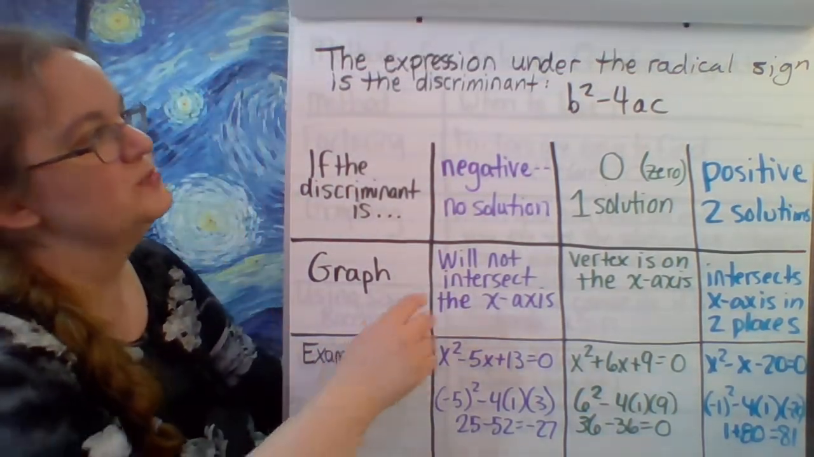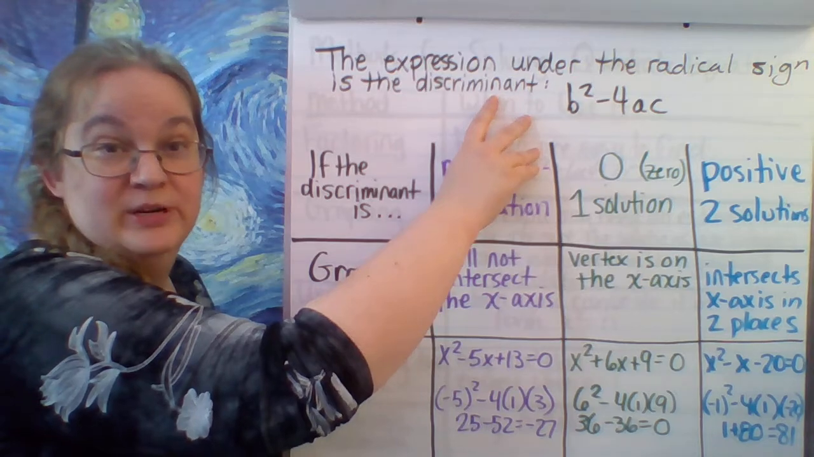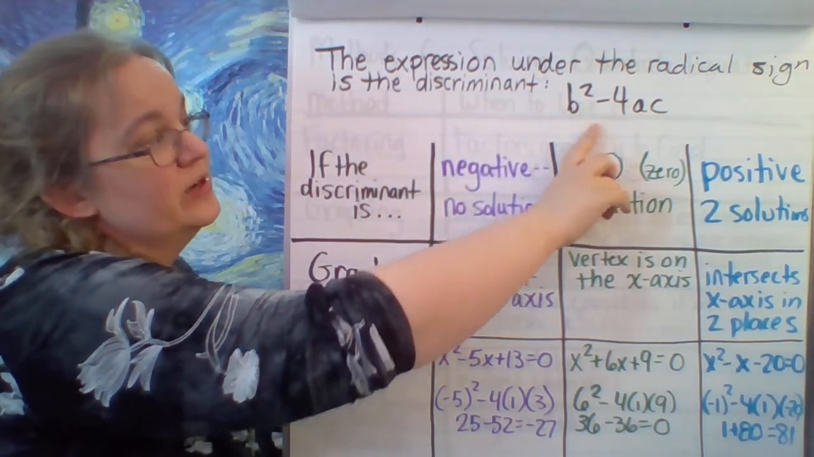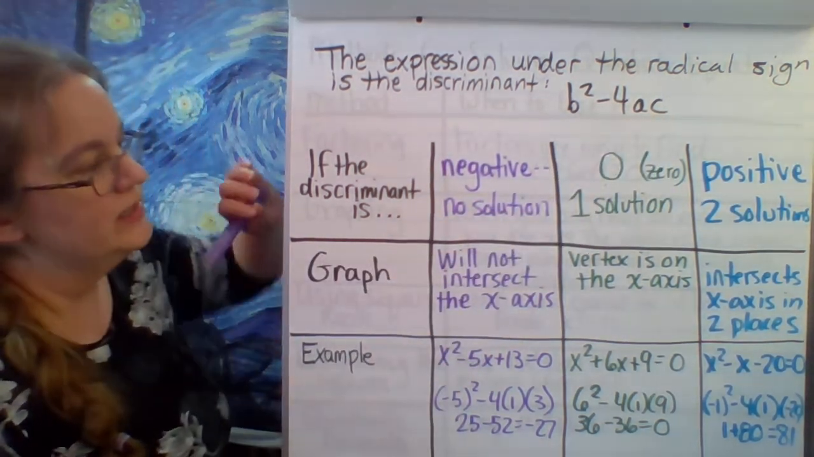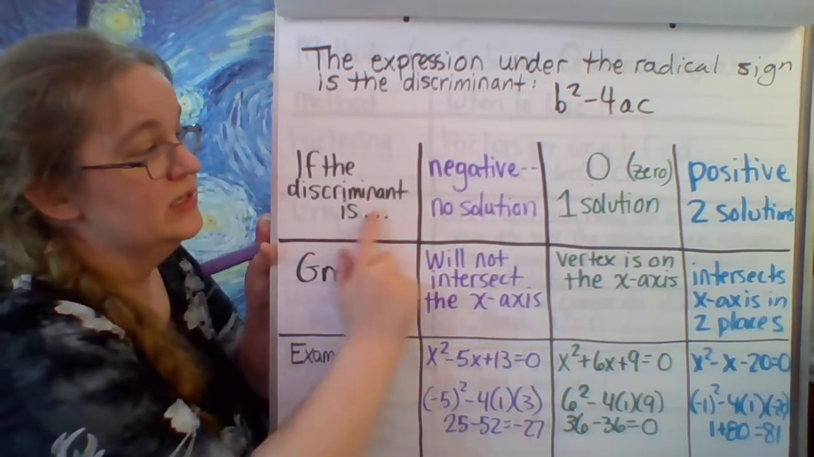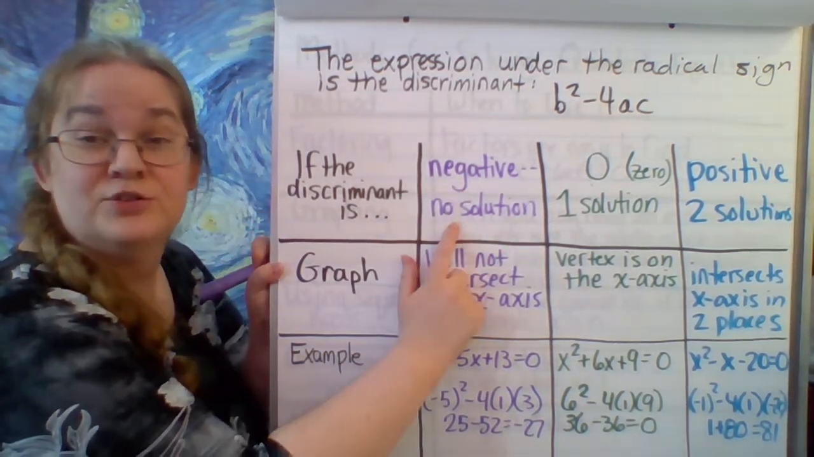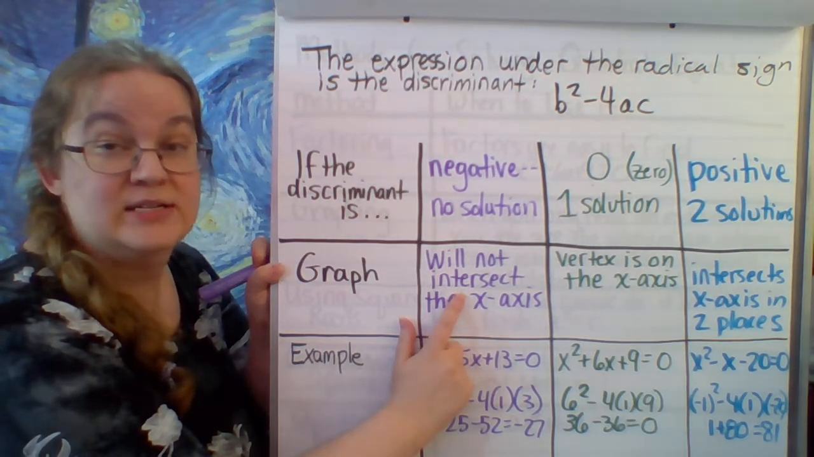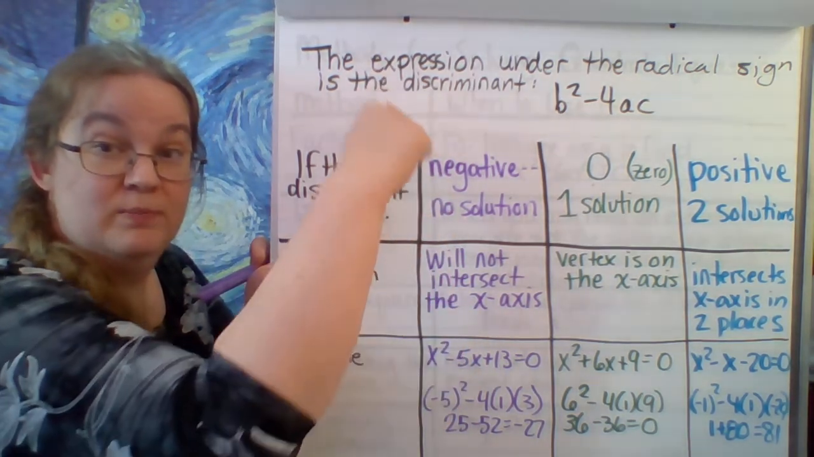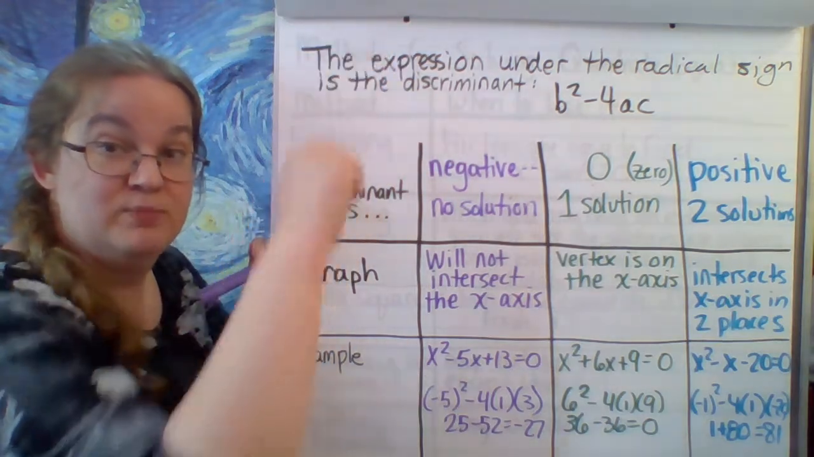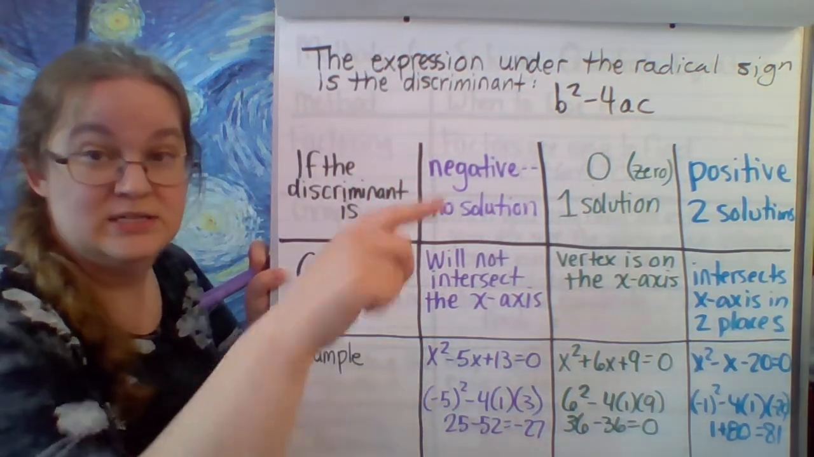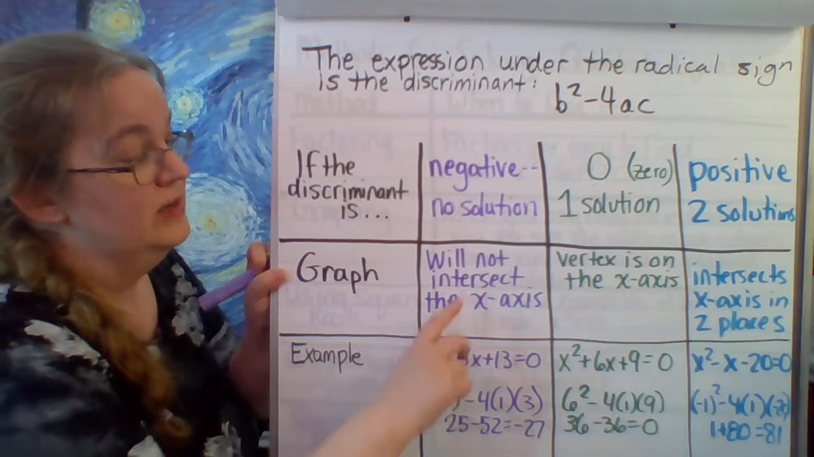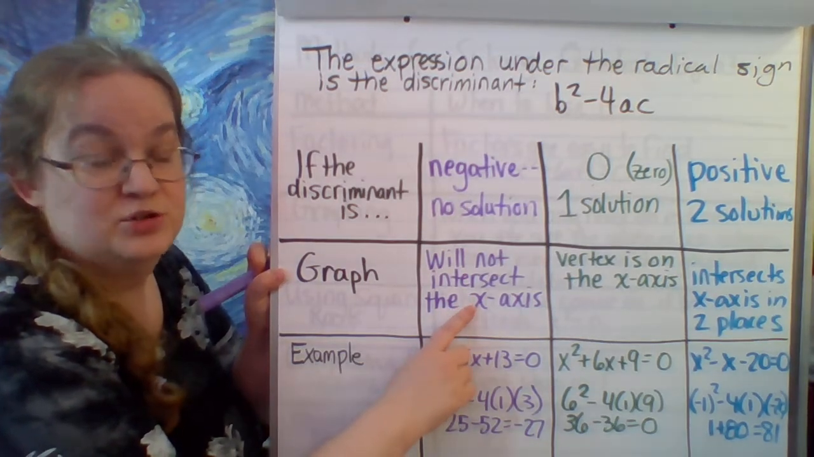So the expression under the radical sign is called the discriminant. So you have b squared minus 4ac. And here's the thing. If the discriminant is negative, like we just saw, there's no solution. What that means is it's not going to intersect the x-axis. So the vertex is above and it's pointing up, or the vertex is below the x-axis and it's opening down. This is not going to intersect, so there's no solution.